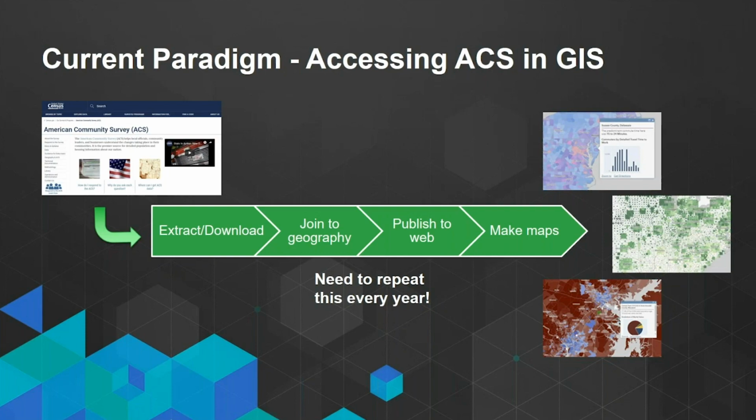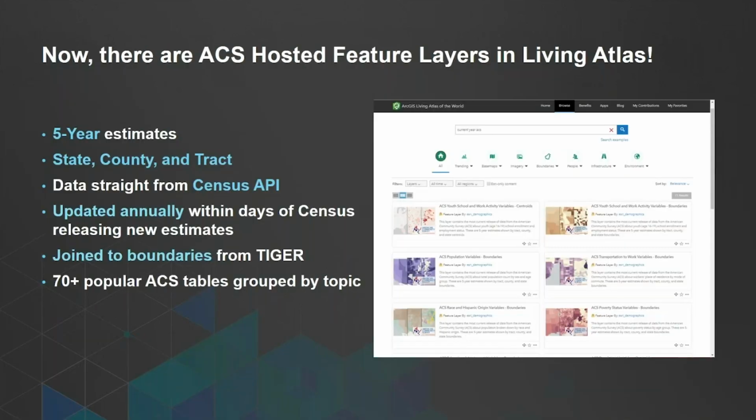However, now that we've got a whole bunch of ACS data in the Living Atlas, it'll be refreshed every year, updated annually within days of the census releasing the new estimates. And this data comes straight from the Census API. We've got it for state, county, and tract. And once again, we're using the 5-year estimates so that we get more reliable data and we're able to map it all the way down to the tract level.